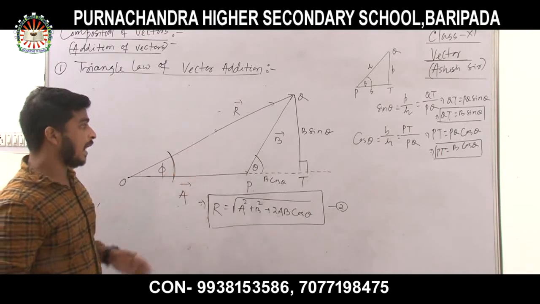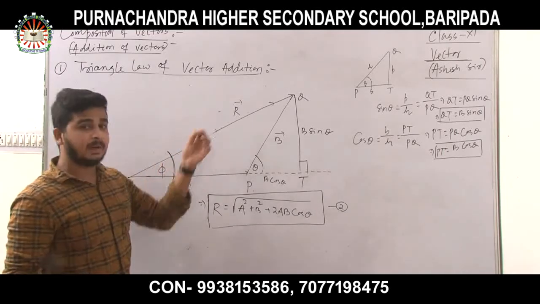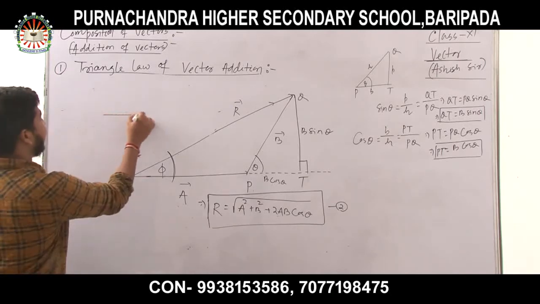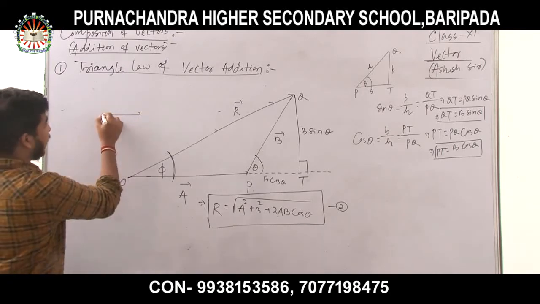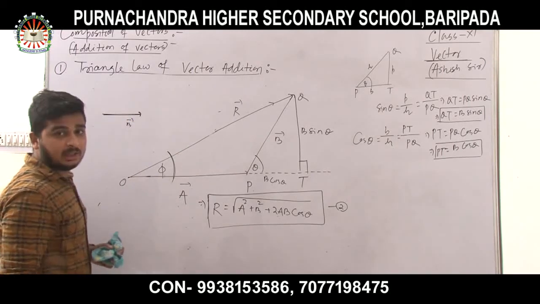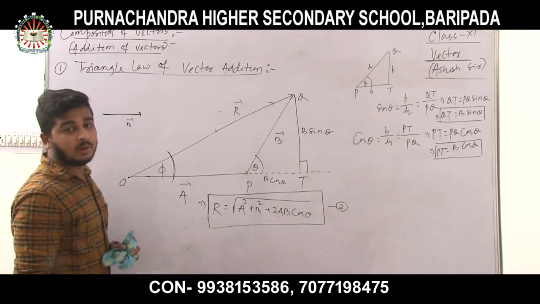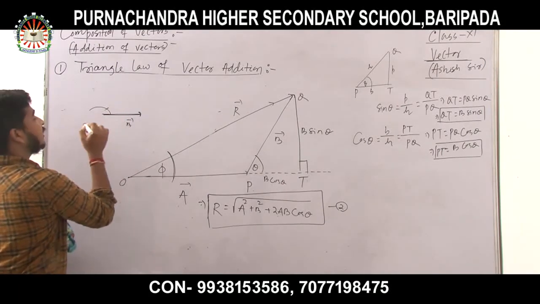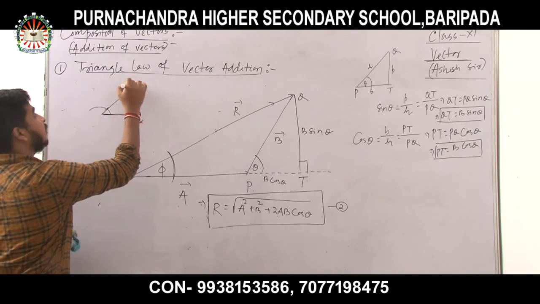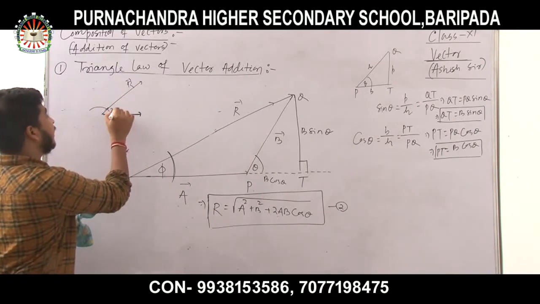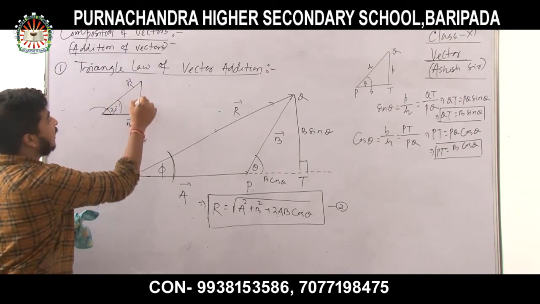So in order to find the direction of the R vector, suppose I give you an example. Suppose there is a horizontal vector, B vector, and I say that the R vector is 30 degrees from the B vector. So you just draw 30 degrees and we will get the position of the R vector. So this is 30 degrees, or you can say this is the angle of elevation.